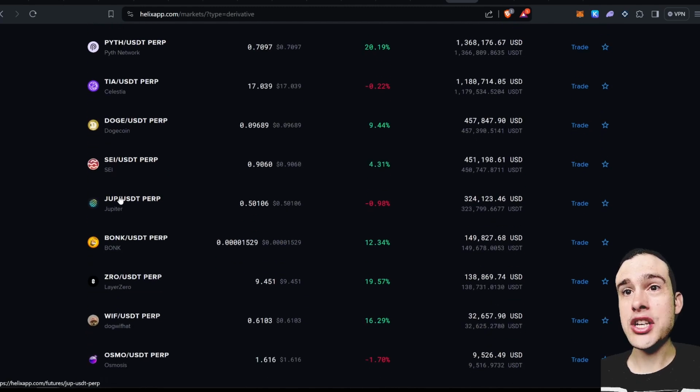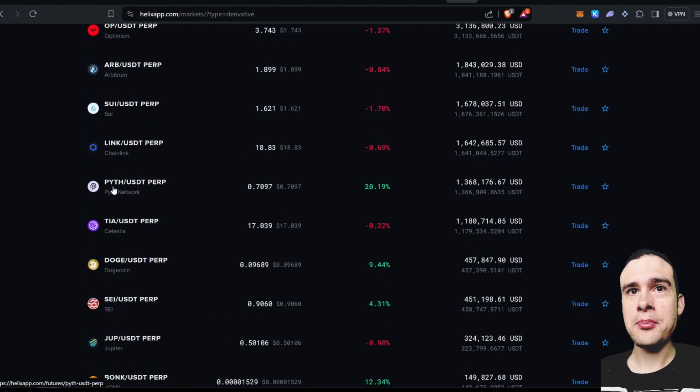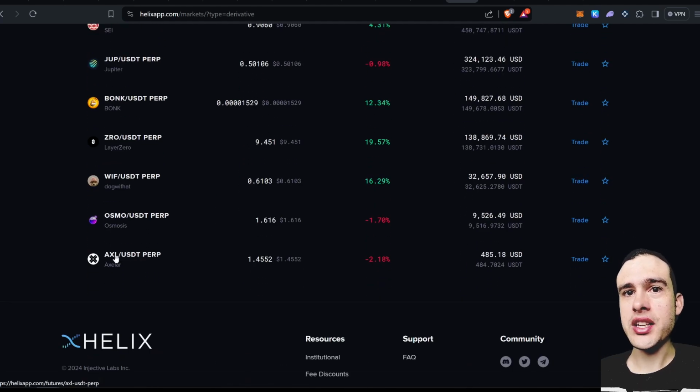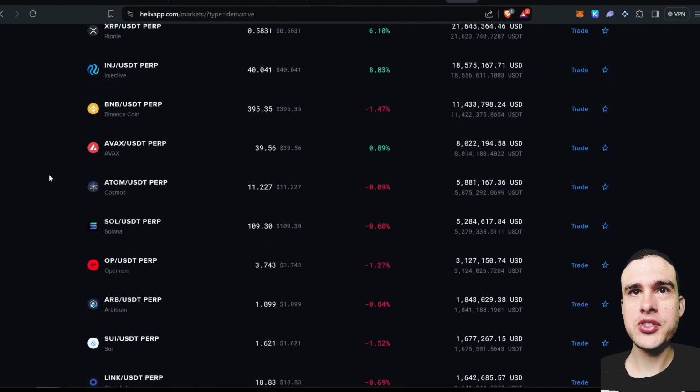It's even got Bonk and Jupiter. I mean, Jupiter, this is on the Injective network, right? It's got Celestia, Pyth, Sui. I mean, there's a lot of options here, even XLR, which is really good because that facilitates swaps throughout the IBC, or the inter-blockchain communication network, which is facilitated by Cosmos or Atom.